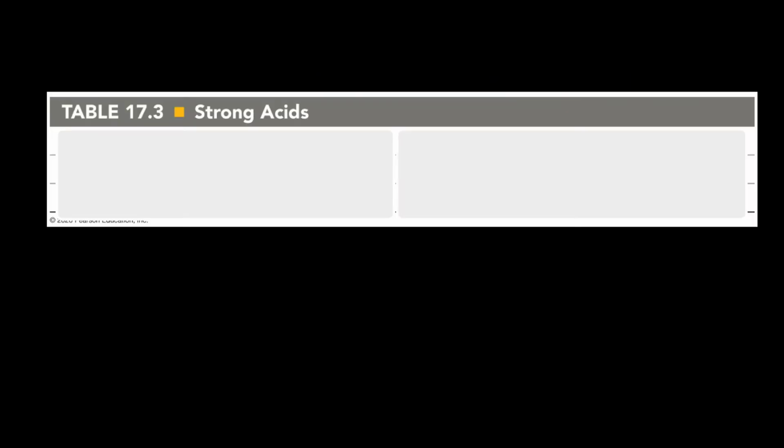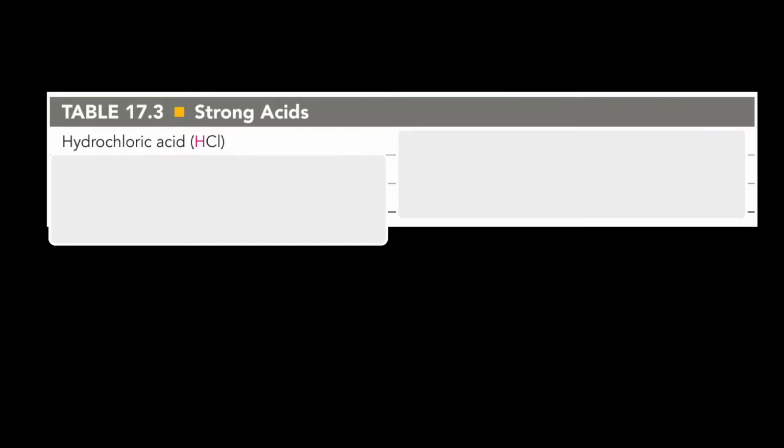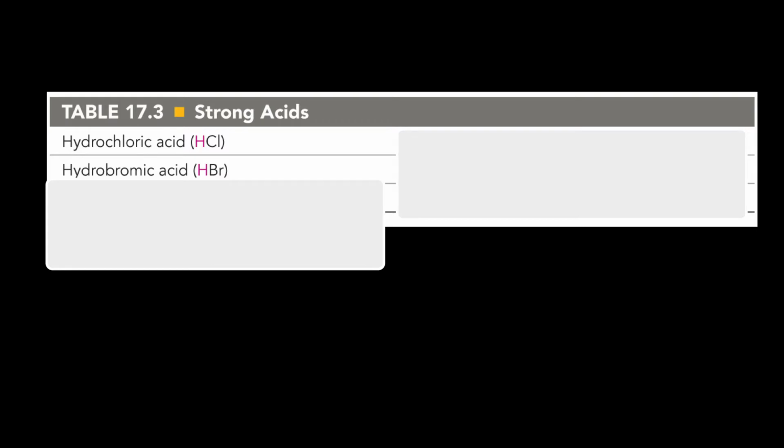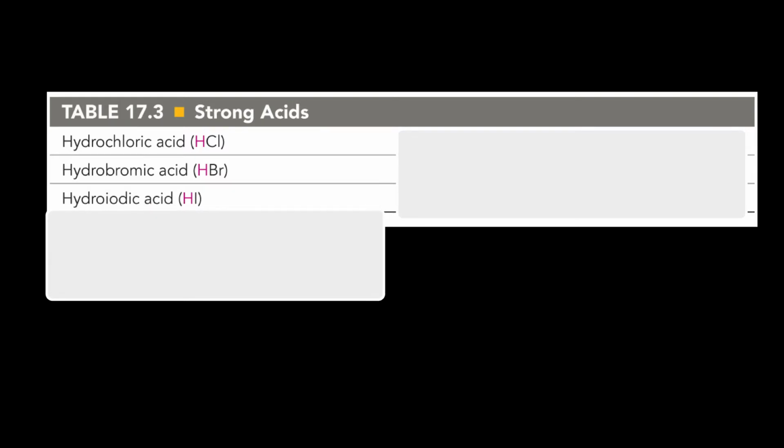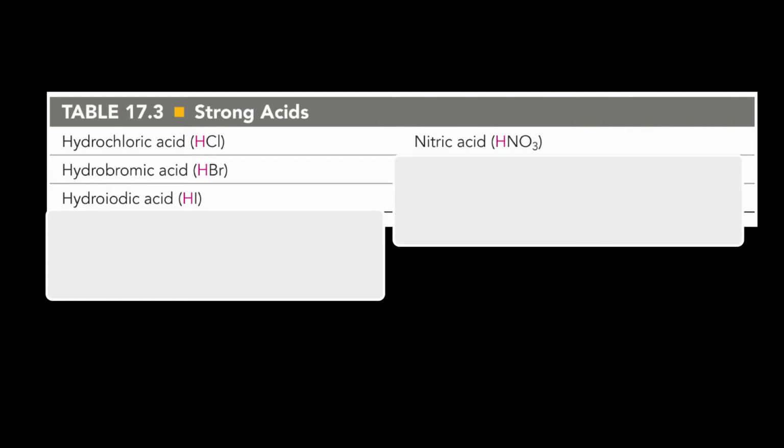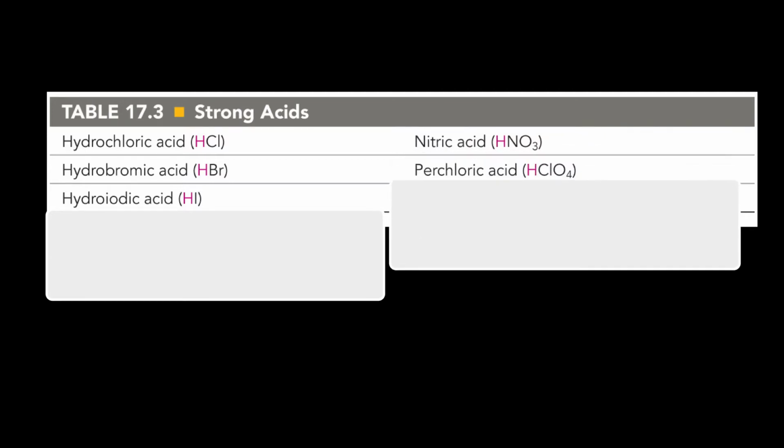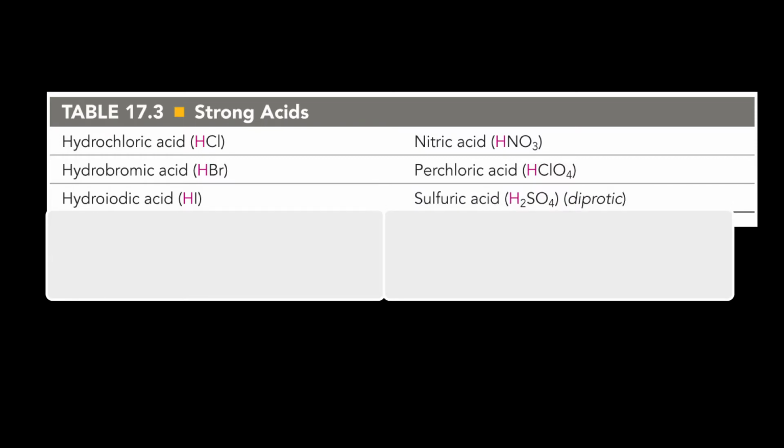So this is a handy table in the book. Our first strong acid we have to know is hydrochloric acid, or HCl. This is stomach acid, by the way. The second strong acid we have to know is hydrobromic acid, and the third is hydroiodic acid. If you look at the periodic table, these are all acids based on the halogen plus a hydrogen ion. Notice HF looks like it should fit the pattern, but HF is actually a weak acid. And if we look at the other 3, we've got nitric acid, HNO3, perchloric acid, HClO4, and sulfuric acid, H2SO4.